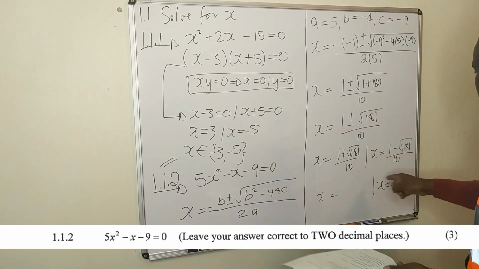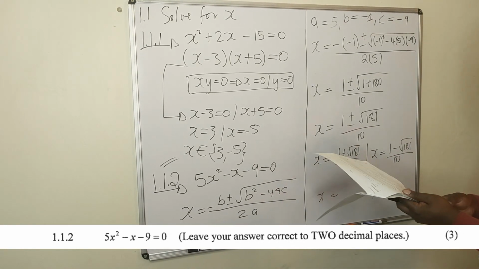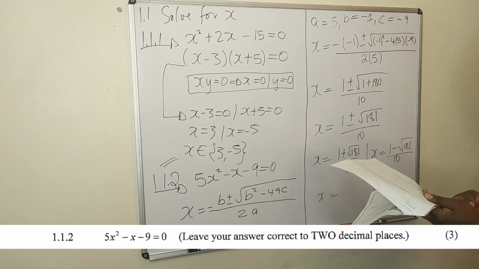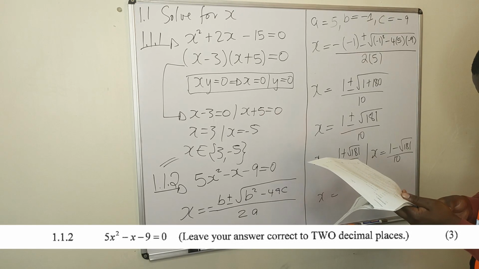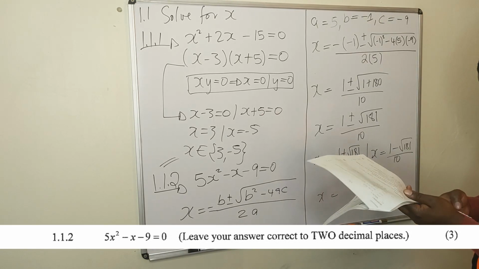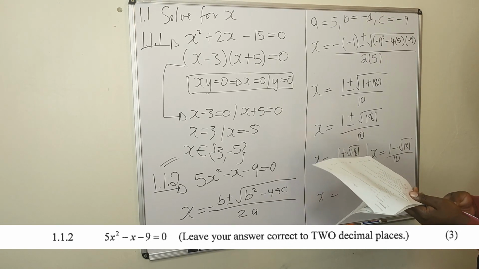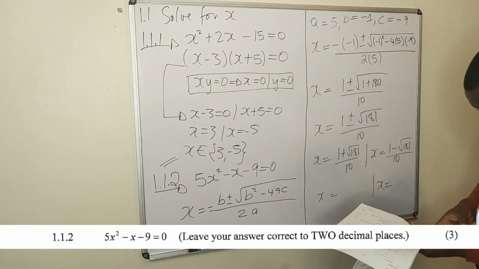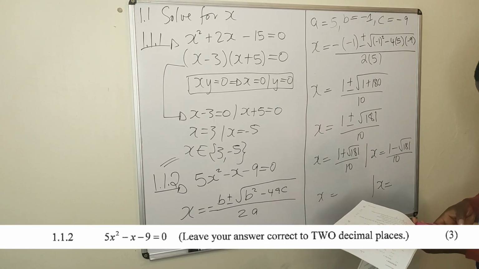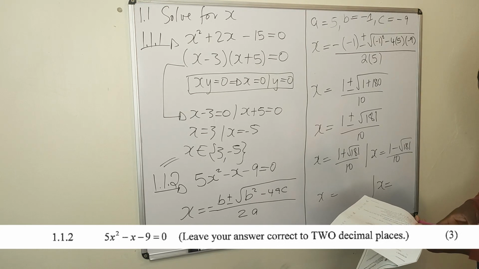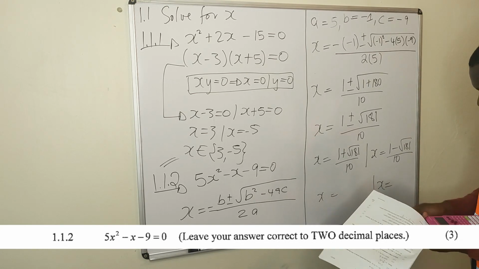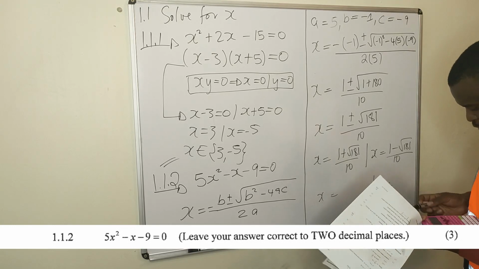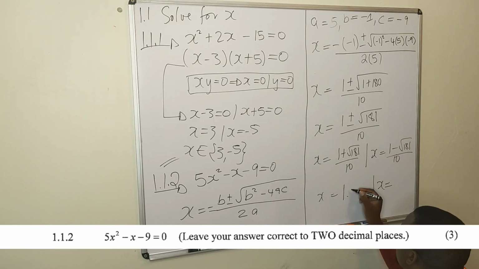So punch this in a calculator. What you get is 1 plus square root 181 over 10, which is equal to 1.45.